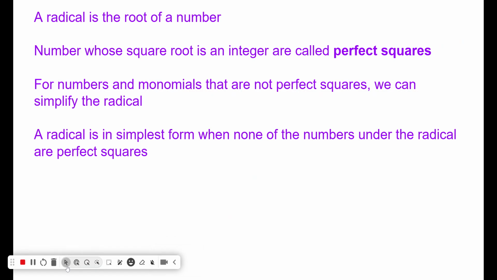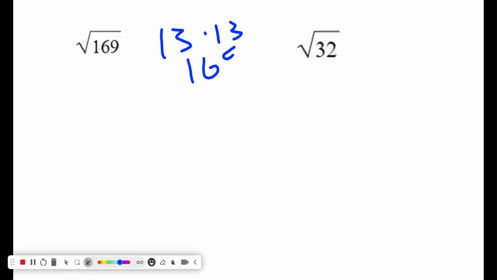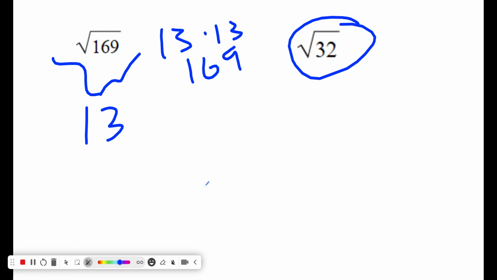Let's get to some examples. So the square root of 169: we know that 13 times 13 equals 169, so to simplify this one, it is just the number 13. But 32 is not a perfect square. We aren't able to just magically create a perfect square from that, but we do know there are perfect squares in there. So what I was thinking about was I see a perfect square if we cut that in half.